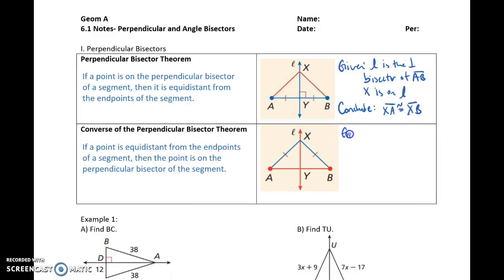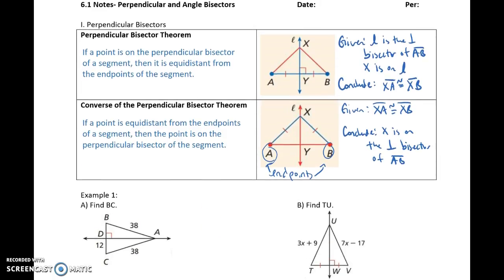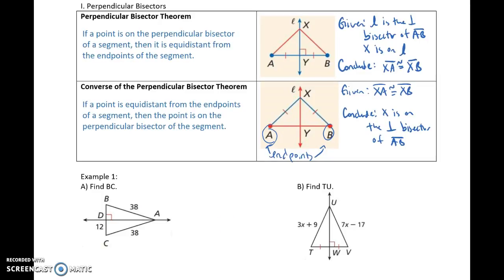So here we're given, for example, XA is congruent to XB, and you see how A and B are the endpoints of the segment. Then we can conclude that X is on the perpendicular bisector of AB, and in this case that would be the line L. Okay? So let's go ahead and use these theorems to help us out with a couple examples.